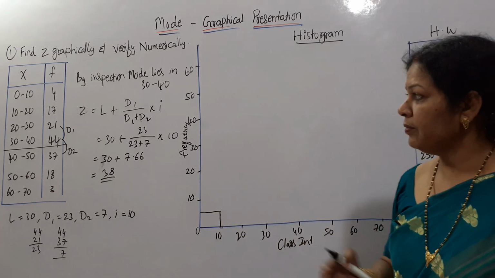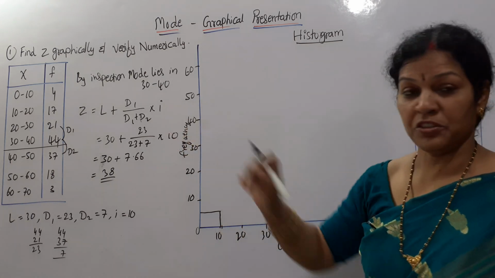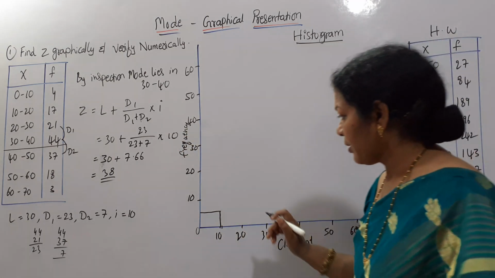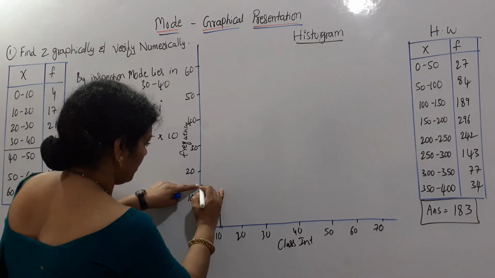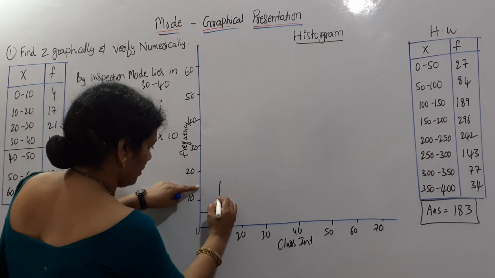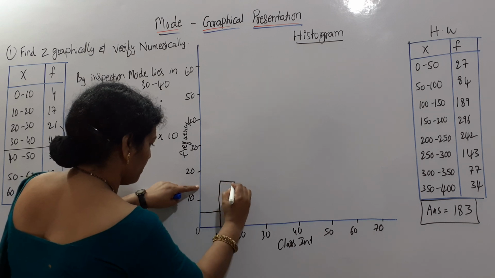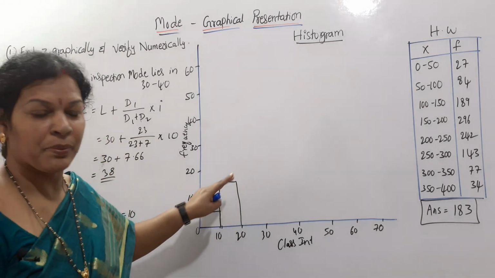Okay. Next one, 10 to 20. This is 10 to 20, how much? Frequency 17. 17 means this is 15. Okay, 16, 17 means somewhere here. So there we can draw one histogram, like these bars we are preparing.